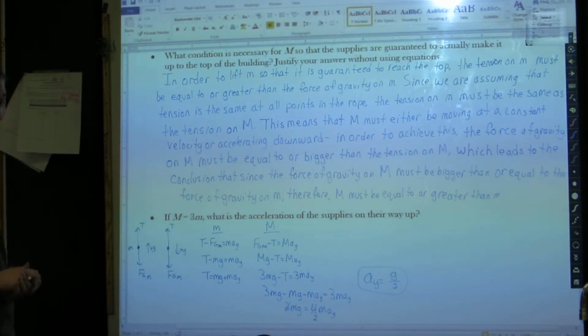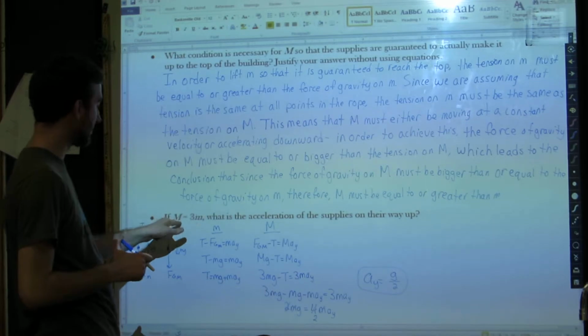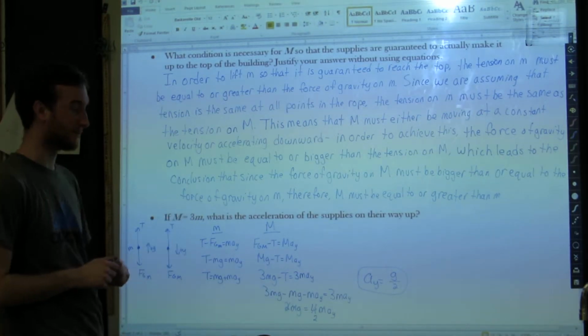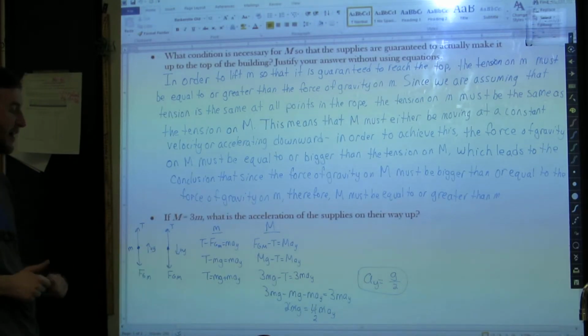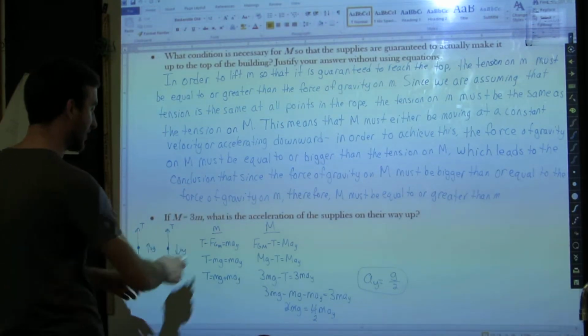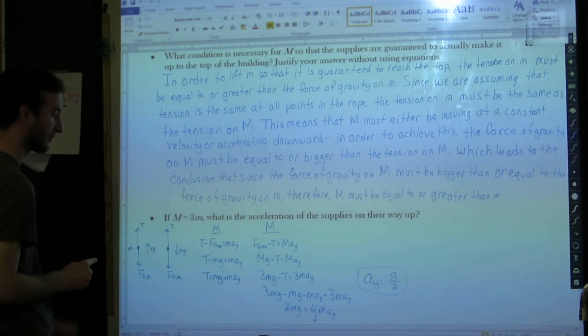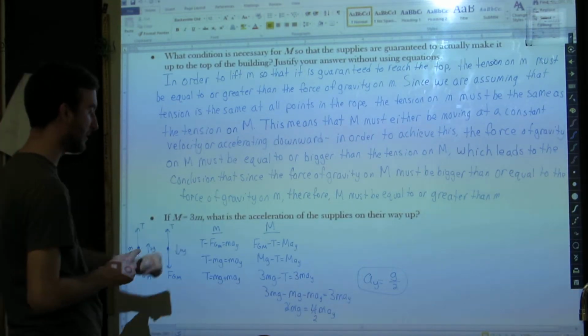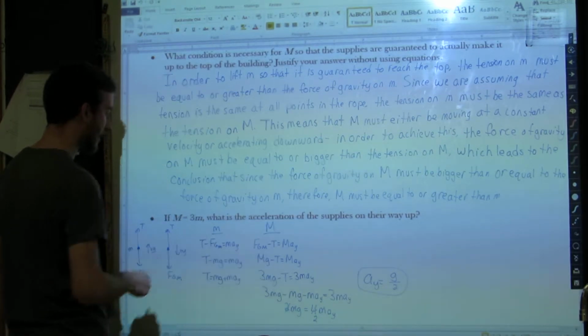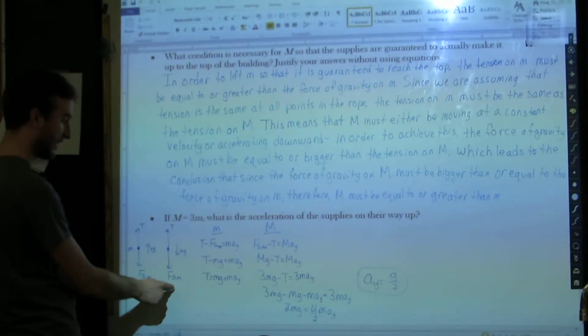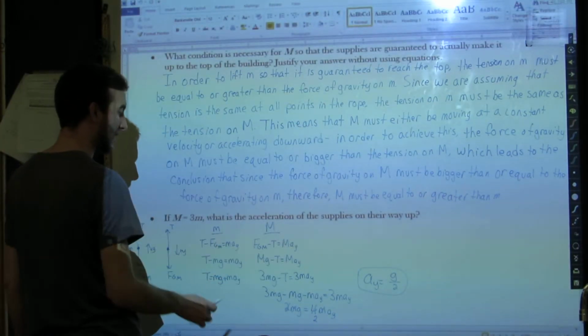So, what I was just saying, the problem tells us big M is equal to 3 times little m. What's the acceleration of the supplies on their way up? Here are my free body diagrams from before. Here are my net force equations for little m. Tension minus the force of gravity on little m equals m a. I bring that down to here. Big M, force of gravity on big M, minus tension equals big M a.